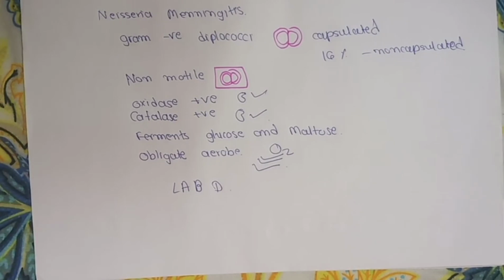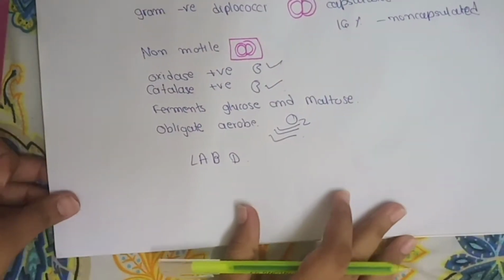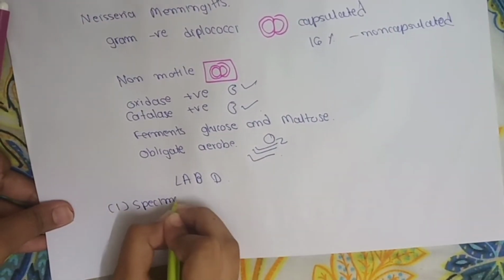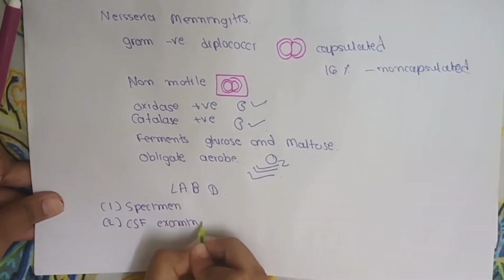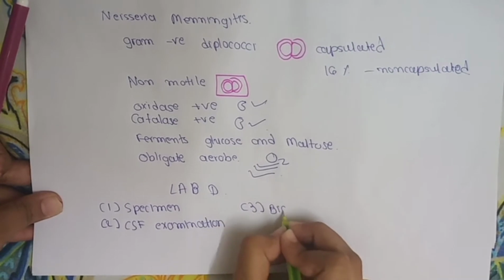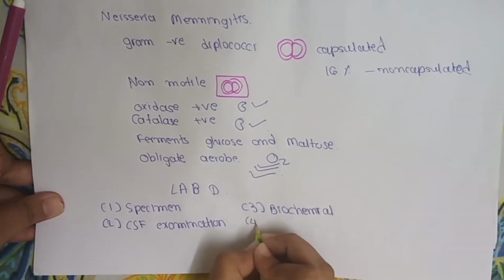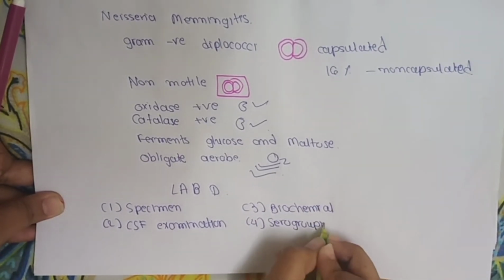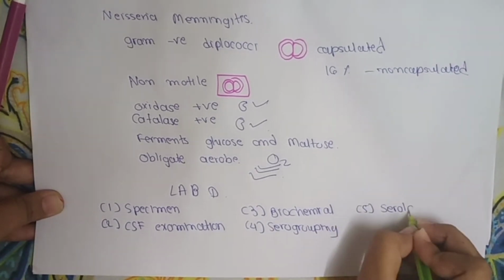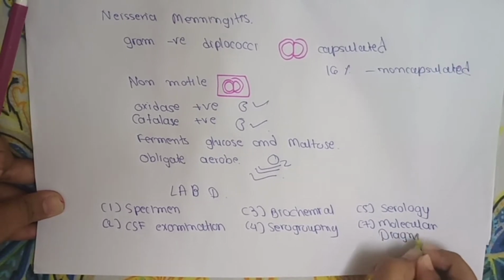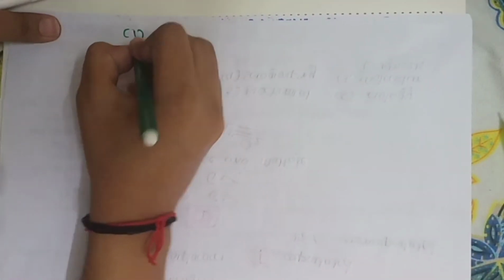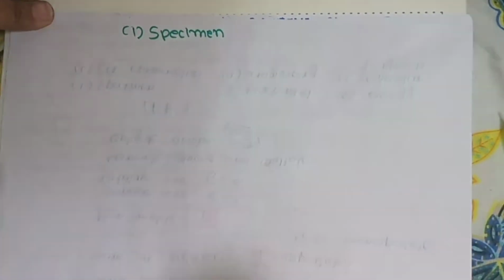Laboratory diagnosis of N. meningitidis or meningococcus has mainly 6 methods. First method is specimen collection. Second is CSF examination. Third is biochemical test for identification. Fourth is serogrouping. Fifth is serology. And the last method, sixth, is molecular diagnosis. We will study in detail about these methods. First method is specimen collection.